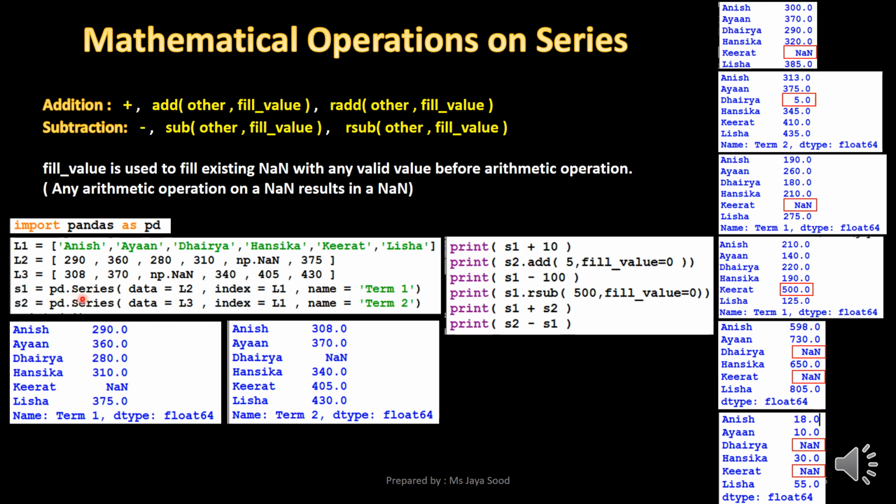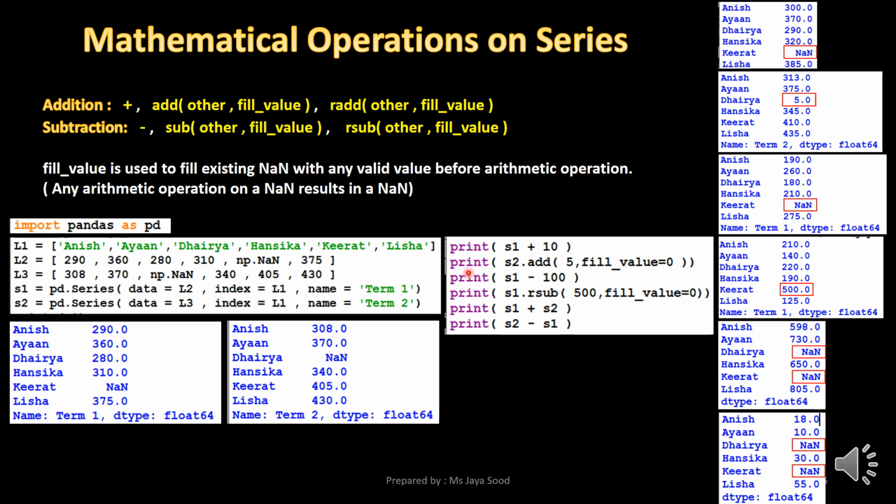S1 is a series which is created by passing the list L2 as the data and the list L1 as the index. S2 is another series which is created by passing the list L3 as the data and the list L1 as the index. This is series 1 and this is series 2. The statement print S1 plus 10 will add 10 to each element of the series S1. So for Anish, 290 plus 10 will give us 300. For Kirat, which is a NaN, plus 10 will be a NaN.